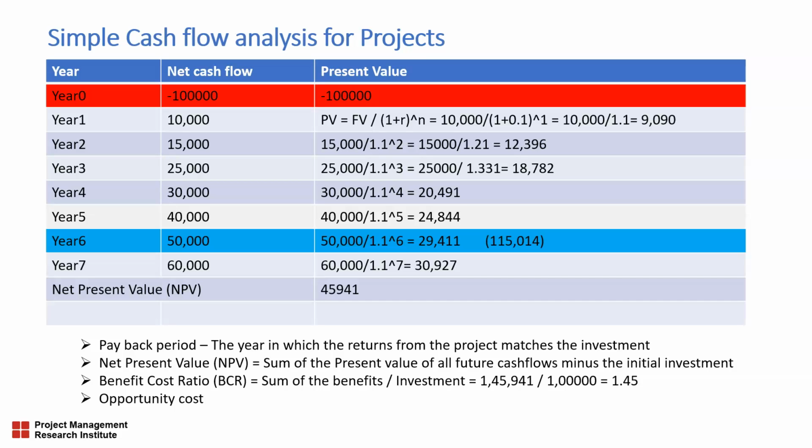First, you work out the net cash flow for the project for the duration you can foresee, then convert that into present value, then work out the net present value, the benefit cost ratio, the opportunity cost and the payback period. And with these, your business decision to invest or not to invest in a project will be foolproof.